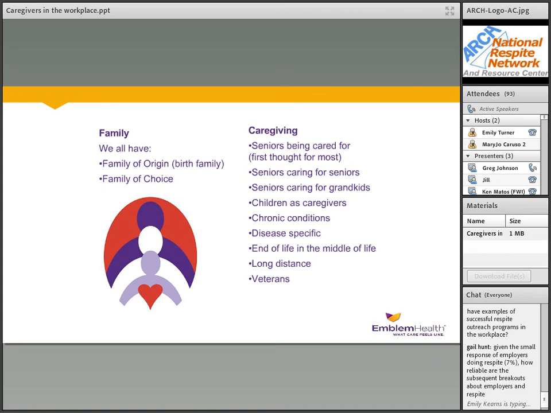Yes, they're their employees for 8, 10, 15 hours a day, yes. But they work with you and me 24/7. And it is seniors, people like me, being cared for. It's seniors caring for seniors. It's seniors caring for grandkids. It's children. Gail's study of a number of years ago, the National Alliance of Caregiving, terrific. Look at it. Chronic conditions, disease-specific, end of life in the middle of life, long-distance caregiving.